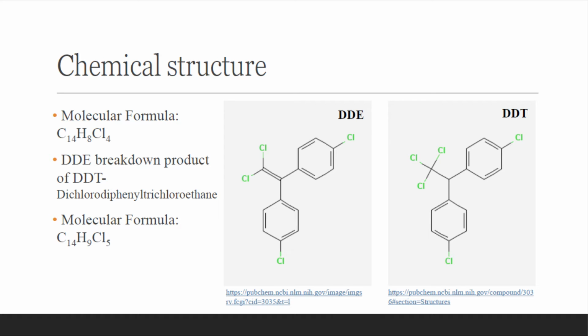Dichlorodiphenyldichloroethylene, also known as DDE, has a molecular formula of C14H8Cl4. DDE is a primary metabolite from dichlorodiphenyltrichloroethane, also called DDT, with a molecular formula of C14H9Cl5.